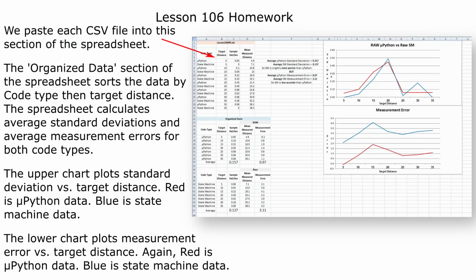We paste each CSV file into this section of the spreadsheet. The organized data section of the spreadsheet sorts the data by code type and then target distance. The spreadsheet calculates average standard deviations and average measurement errors for both code types. The upper chart plots standard deviation versus target distance. Red is µPython data, blue is state machine data. The lower chart plots measurement error versus target distance, and again, red is µPython data, blue is state machine data.